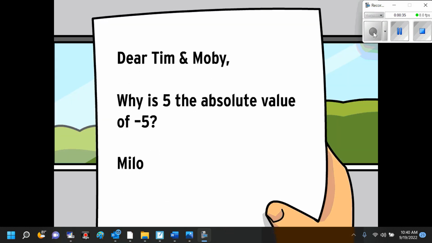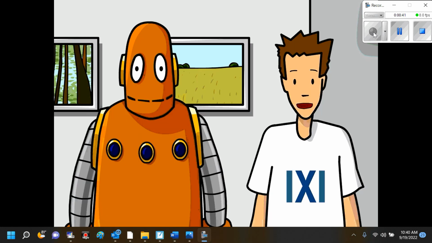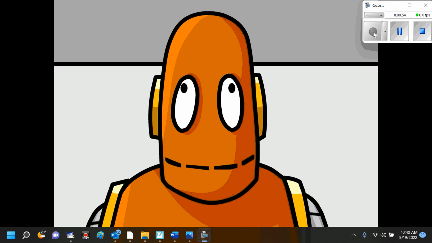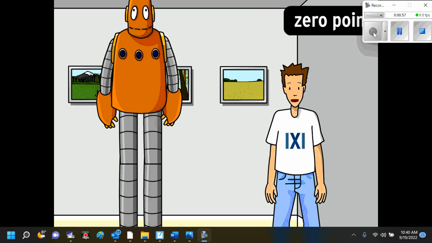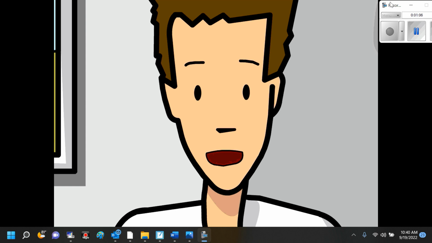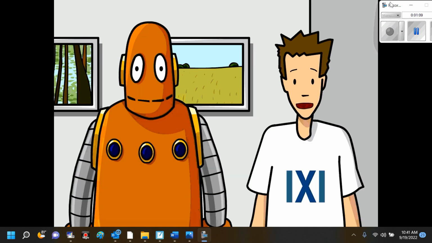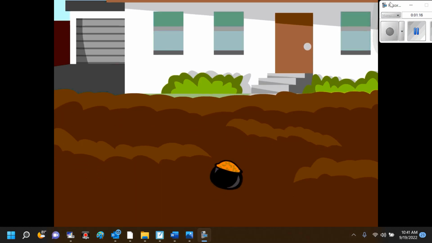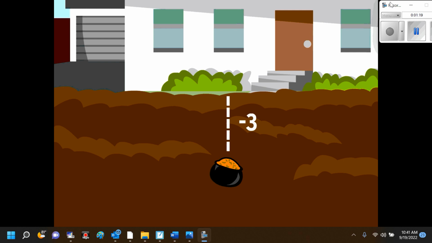Dear Tim and Moby, why is 5 the absolute value of -5? From Milo. To talk about absolute value, you need to know about positive and negative integers. A positive integer has a value that's greater than 0. That ceiling above us is 3 meters high. If we assume that our starting or 0 point is the floor, then the word above indicates a positive 3 meters. A negative integer has a value that's less than 0. Moby doesn't know this, but there's actually a pot of gold buried 3 meters below the house. The pot of gold is below us. That indicates a negative number.